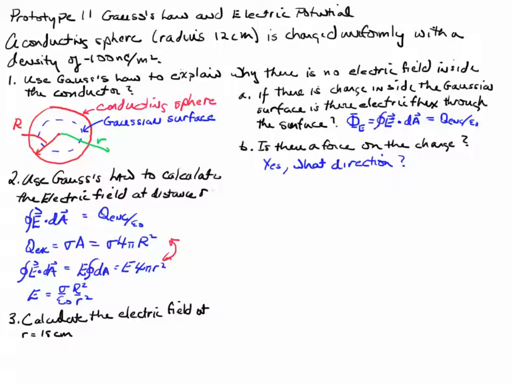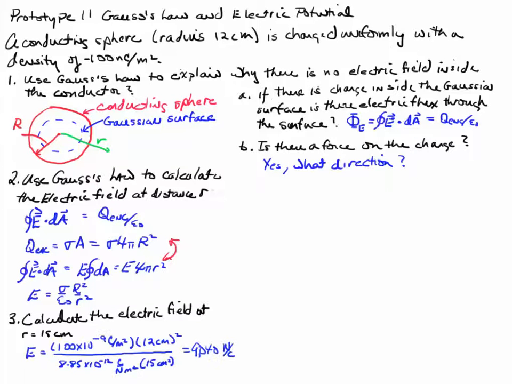Now calculate the electric field at r equals 15 centimeters. If we do that calculation, we find that the electric field is 9,040 newtons per coulomb, or 9.04 kilonewtons per coulomb.